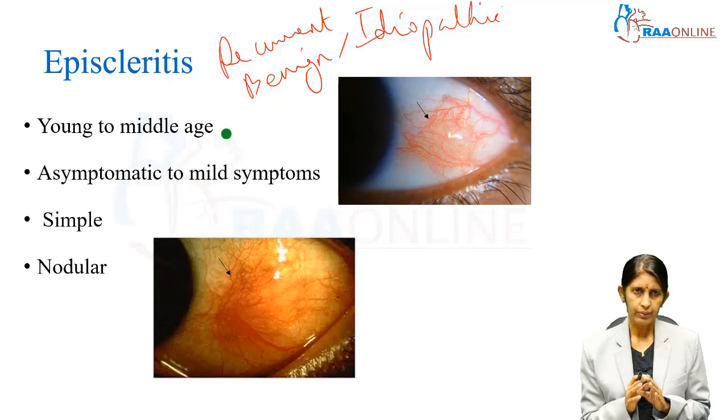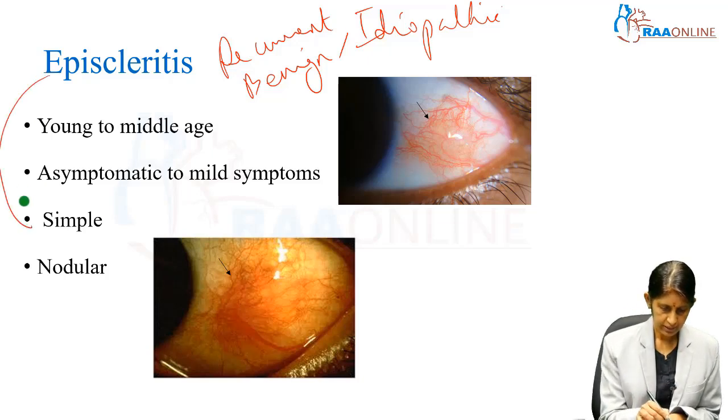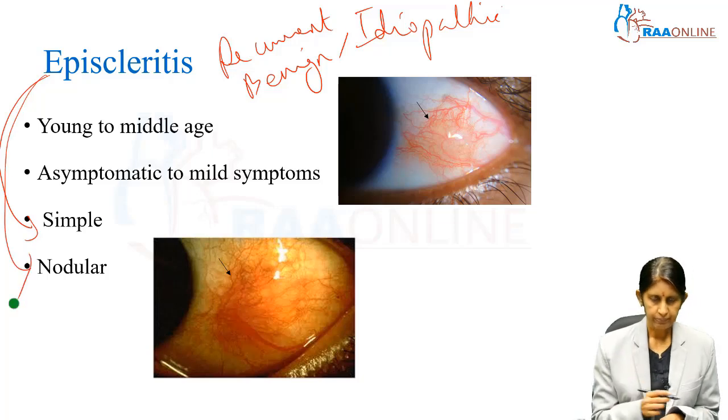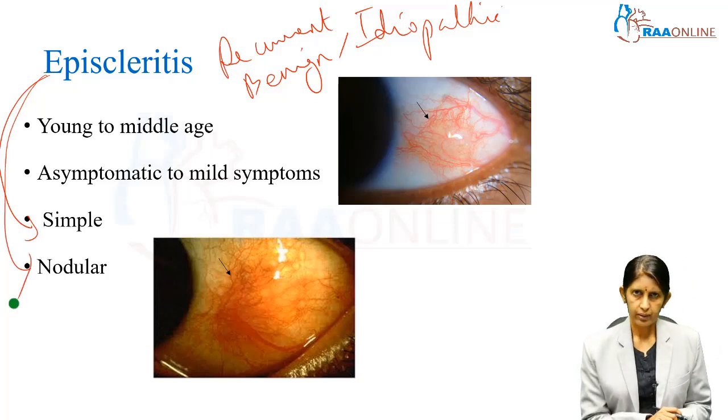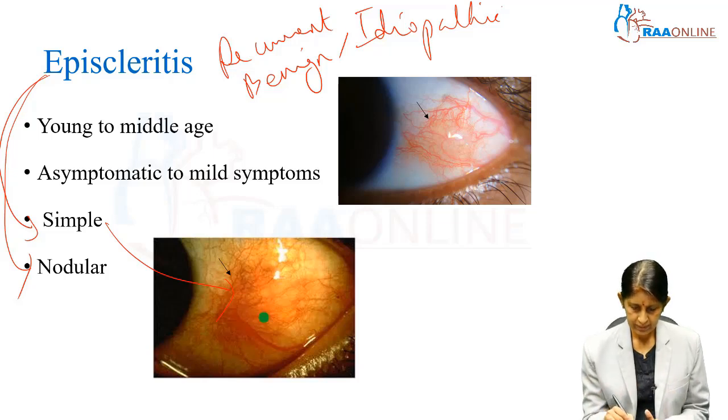So the first thing we need to know is to distinguish whether it is simple or nodular, because the two types of episcleritis have been established as simple and nodular. The picture here is showing you a simple type of episcleritis, where again, simple can be either sectorial or diffuse.